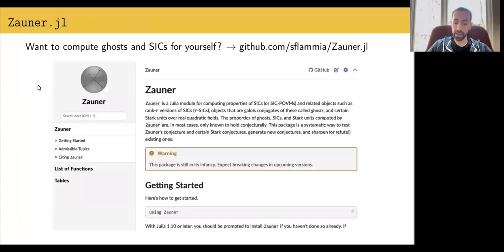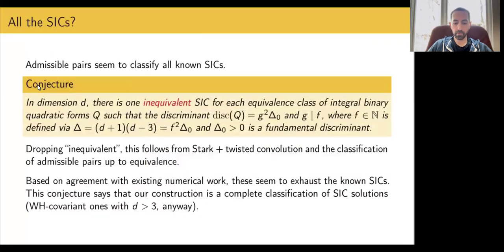If you want to do this for yourself, you can. Go to GitHub, go to my GitHub page, Zauner.jl. It's open source. If you fail to find a SIC using this package, it's probably owing to the fact that we're using heuristics to reconstruct these things. It's unlikely that it's because Zauner's conjecture is false. So pull requests are open if you find ways to improve these algorithms. I'm cautiously optimistic that we will get fast practical algorithms someday to compute these things with conditional guarantees on performance, maybe conditional on Stark.